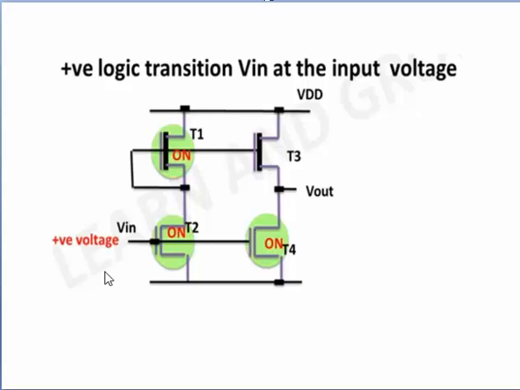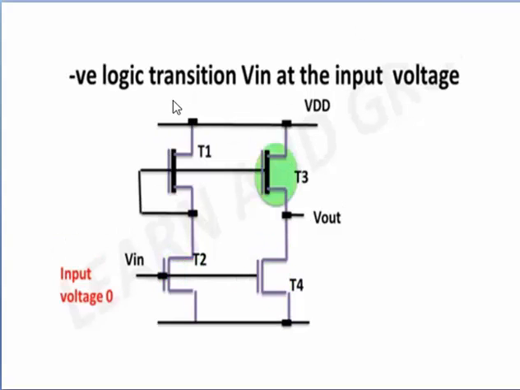So this figure shows when we apply the positive voltage at the input, then transistor T2 is on and T4 immediately goes to on state. Also T1 is in on state, but for transistor T3 the gate voltage gets pulled down to 0. So due to V out node it goes to off state immediately.